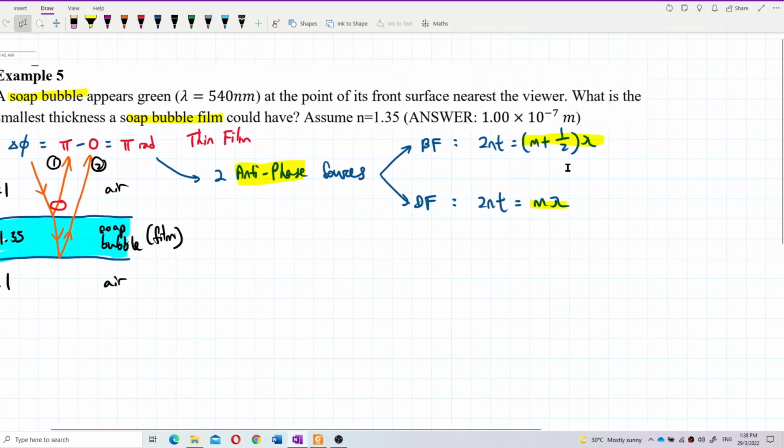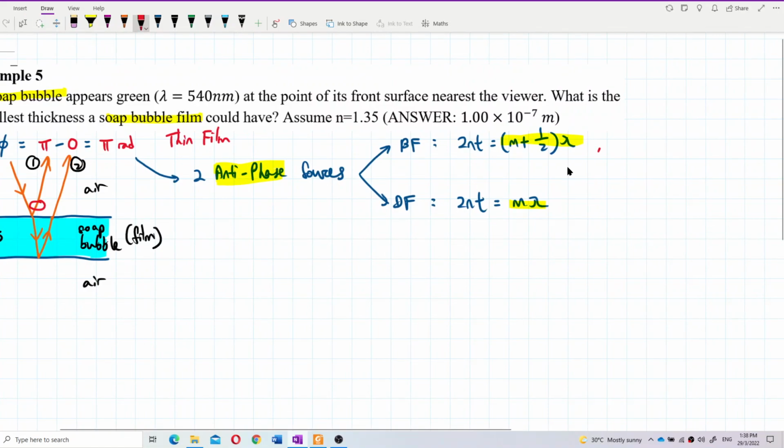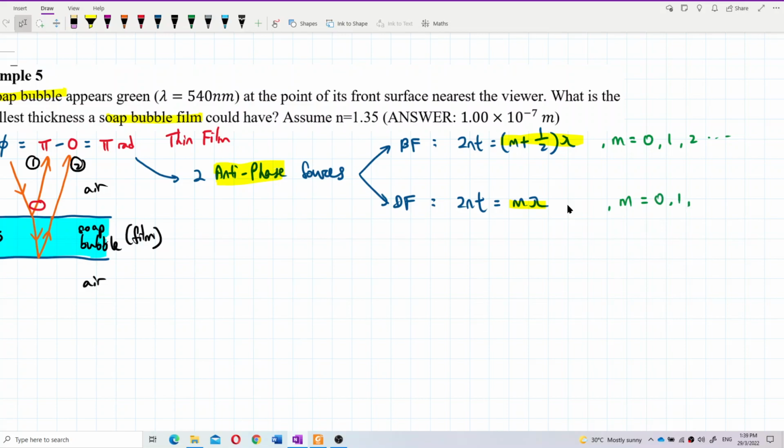Okay, I must write beside here. Talking about the order, let me write. For the bright fringe, the order can start from 0. It can start from 0, 1, 2, and so on. But for the dark fringe, the order cannot start from 0. The order must start from 1.